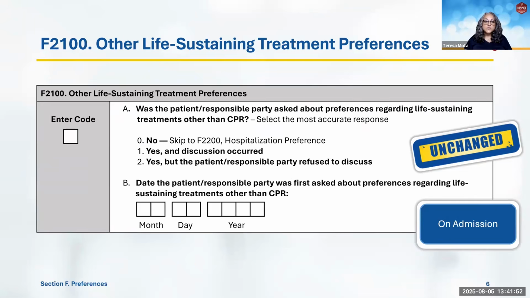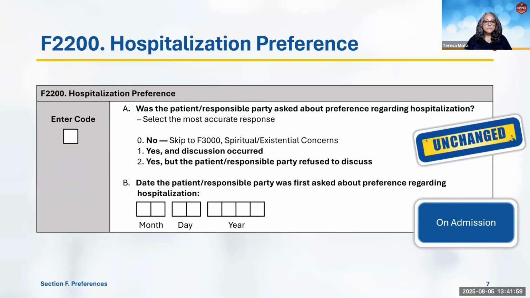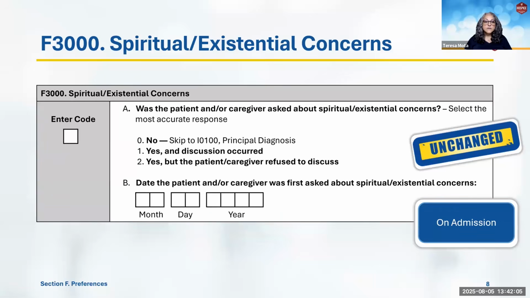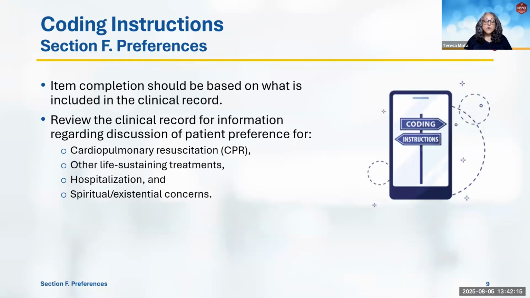The next one is F2100, other life-sustaining treatment preferences other than CPR. And F2200 is asking about preferences related to hospitalization. And the last one in this section, F3000, asks about spiritual and/or existential concerns. So here are some coding instructions for these items.